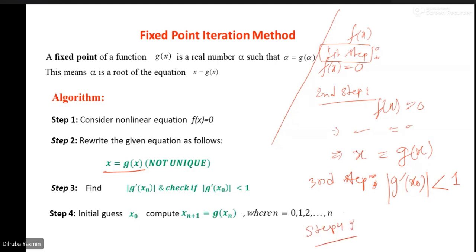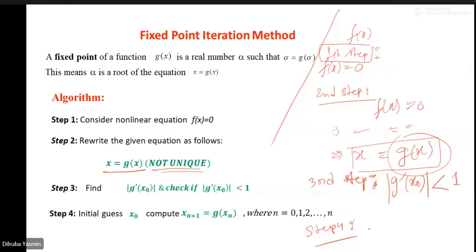Otherwise, you have to make this x equal to z of x format in a different form. That means you have to choose x equal to z of x in a different format that comes from f of x equal to 0. As simple as this, x equal to z of x is not unique. This format should be changeable, isn't it?